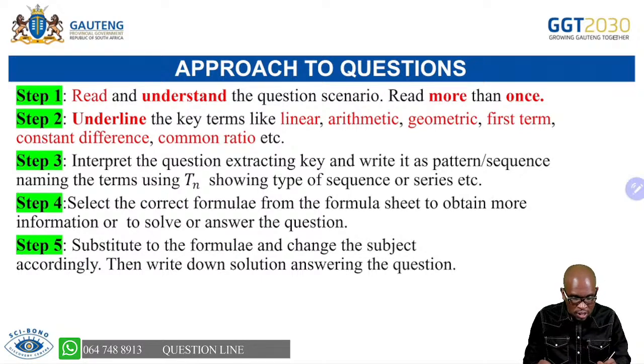Now, you should be able to interpret questions, extracting key information and writing it as a pattern or a sequence. Naming terms such as Tn, showing the type of sequence or series that you are dealing with. And you should be able to correctly select a formula from the formula sheet to suit a specific sequence that is given to you. And you should be able to substitute in that formula and solve.